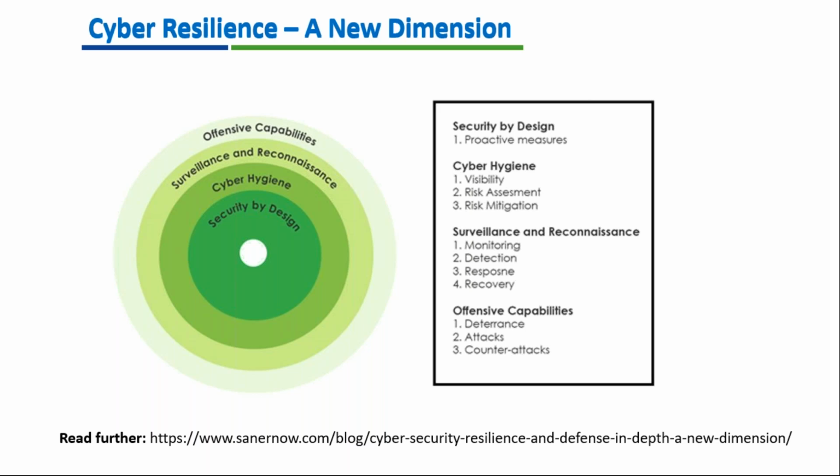And then the third layer is surveillance and reconnaissance, where you would do the monitoring and detection for potential malware and exploits, and then respond to that and recover from any attack that could cause damage. And the fourth layer is kind of an optional layer, I would say. It's more of an offensive capability, more from the deterrence point of view, and attack and countermeasure when required.